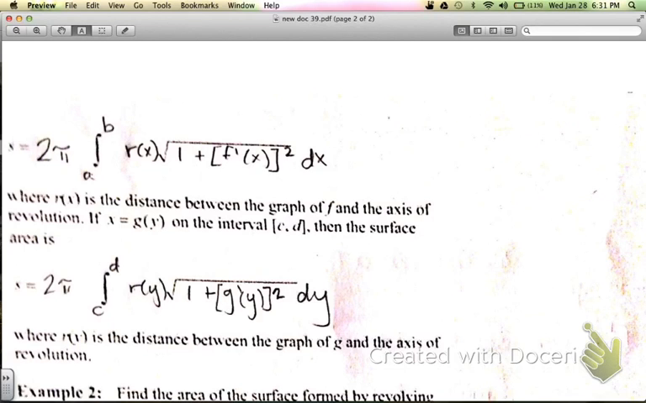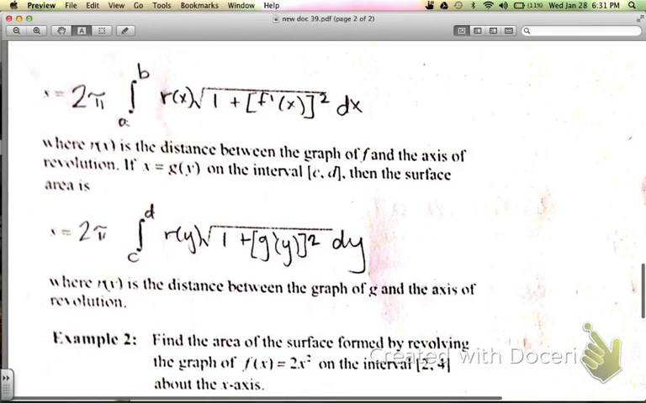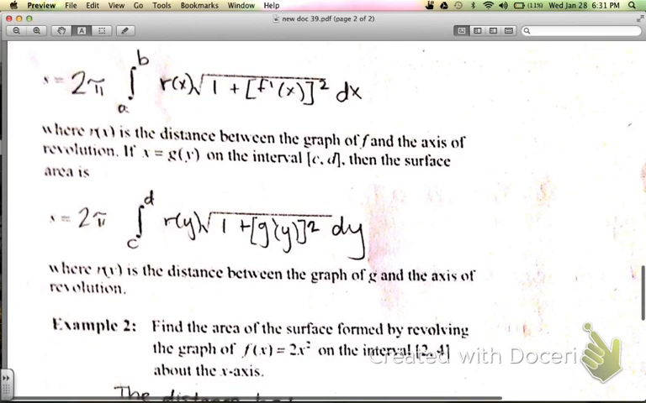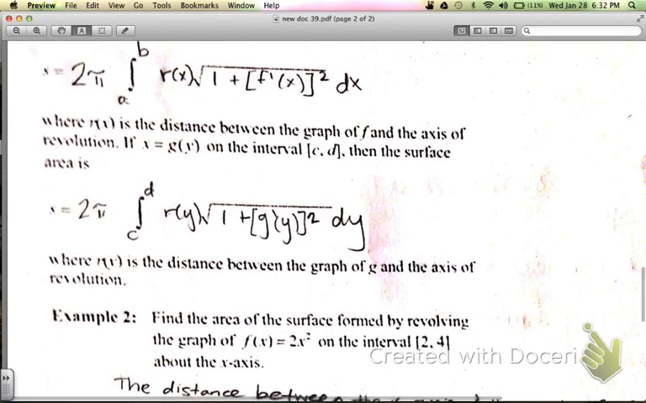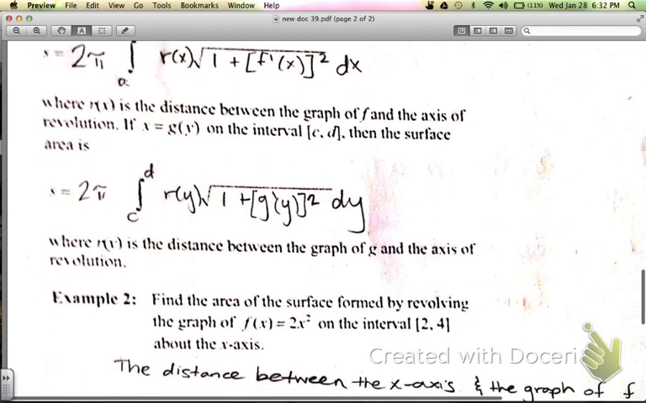Contrary to the first one, if you have a function in terms of y, so it's x in terms of y, then this would be the function for that. You integrate from c to d of r of y times the square root of 1 plus g prime of y squared. So it's the same thing, just with y values and y limits instead.